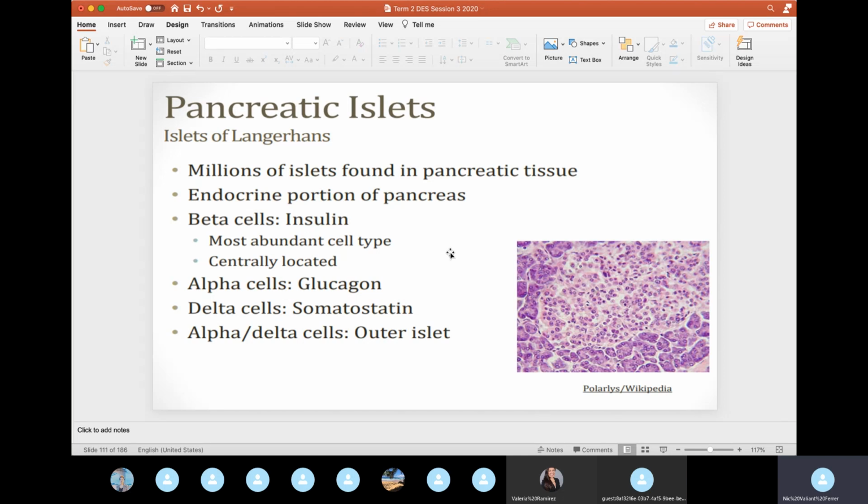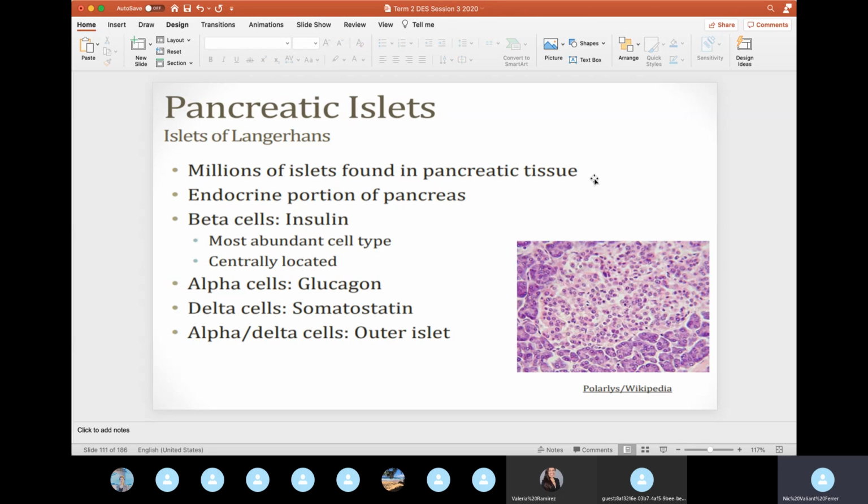Now let's talk about the pancreas. Pancreatic islets, islets of Langerhans. Alpha cells, glucagon. Beta cells, insulin. Delta cells, somatostatin. Look at the image. Look at the histology on the lower right side. Where are the beta cells? They are centrally located, and the glucagon and the somatostatin cells are interspersed throughout the pancreatic islets. High yield point, alpha cells, glucagon, beta cells, insulin, delta cells, somatostatin.